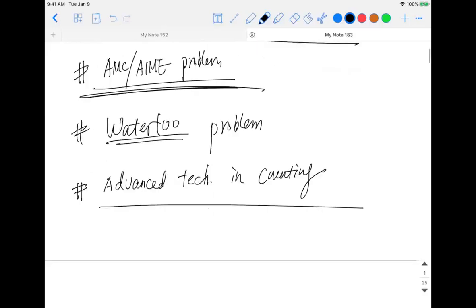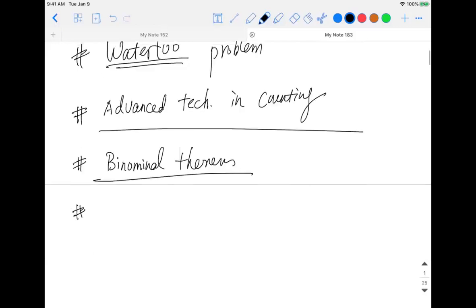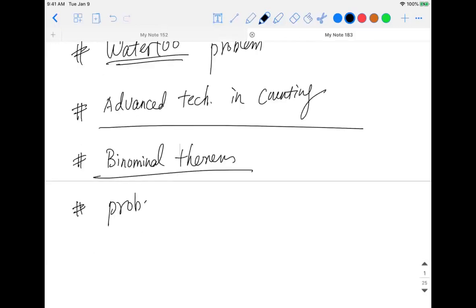All right, moving forward, we're going to talk about the binomial theorem. The binomial theorem is a very important part, especially in the AMC exams: how to do the binomial expansion and how to determine a specific coefficient in the expansion. That's a favorite part for the AMC, and it's tested pretty much on a yearly basis. And last but not least is probability.